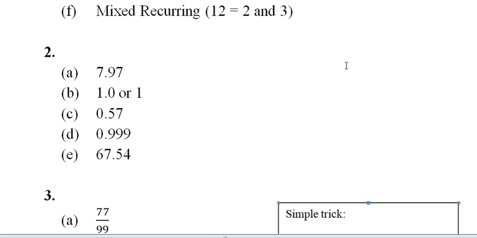So here you have to see question number 2. Round off the following numbers. Question number a, 7.967. You have to round it off to 2 decimal places. By 2 decimal places, you have to look at the last 2 digits. Let me just show you here.